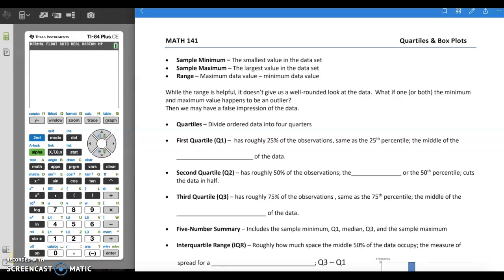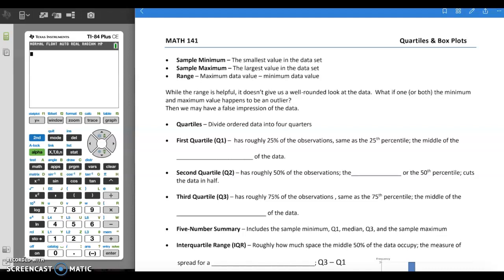In this section, we're going to talk about quartiles and box plots. The sample minimum is the smallest value in your data set. The sample maximum is the largest value in your data set. And the range is what you get when you take the maximum data value minus the minimum data value.